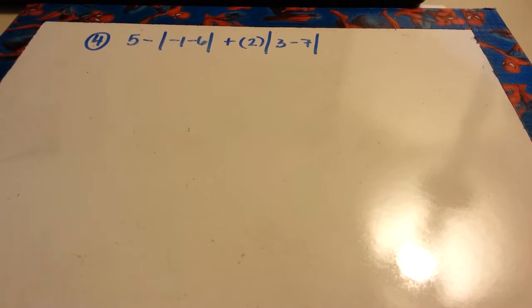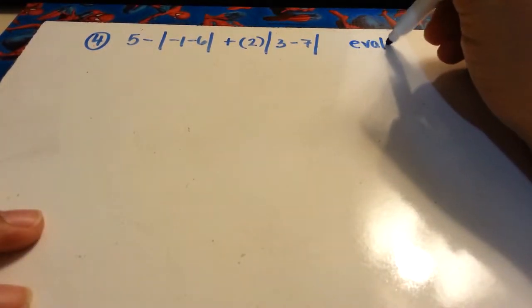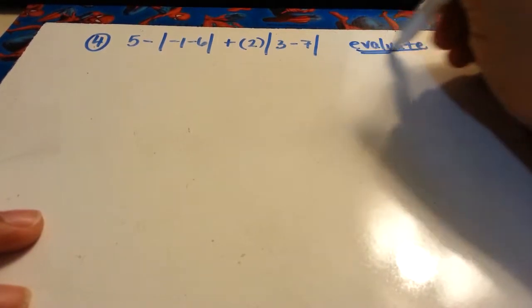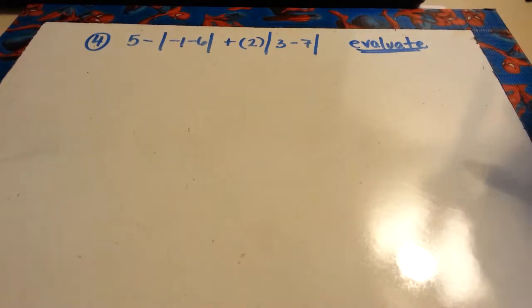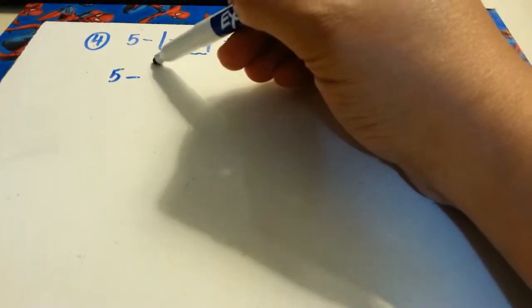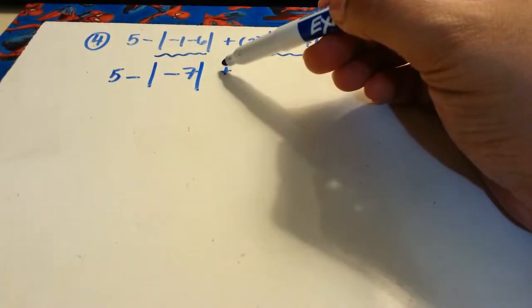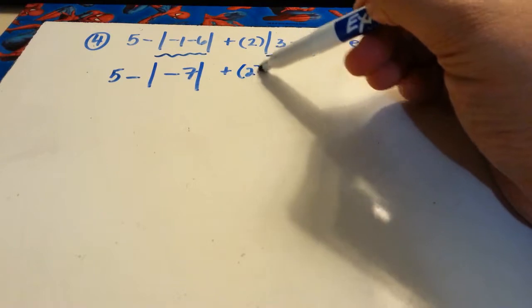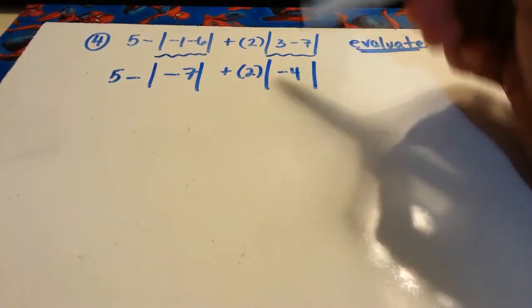Alright, the next question had absolute value and you had to evaluate the expression. Well, the main thing to do here is if you don't have a calculator that does absolute value, then you have to do it by hand. I'm going to do it by hand on the video. The first thing you have to do is you need to evaluate the absolute value. So you bring everything down, 5 minus, inside this is a negative 7, right? Plus the 2. And inside these absolute value bars is a negative 4.